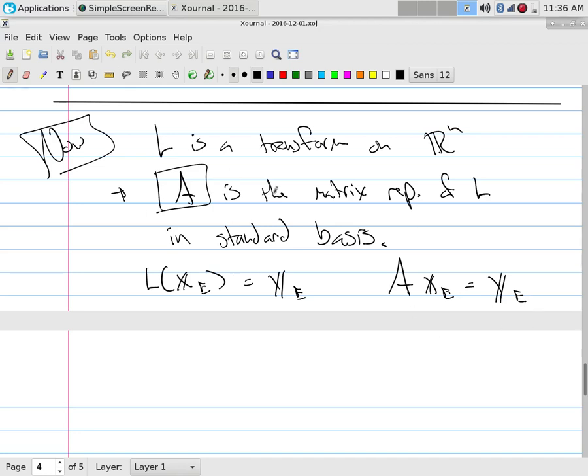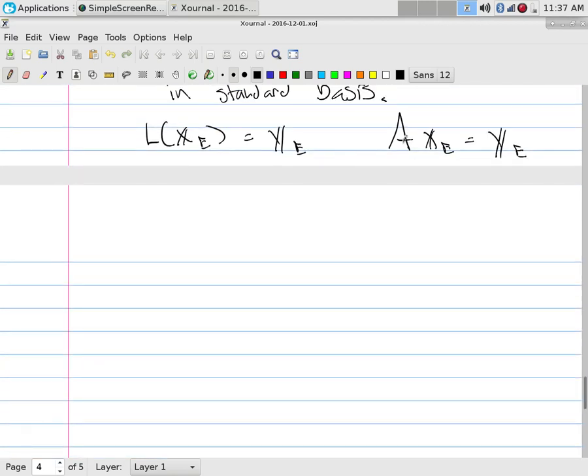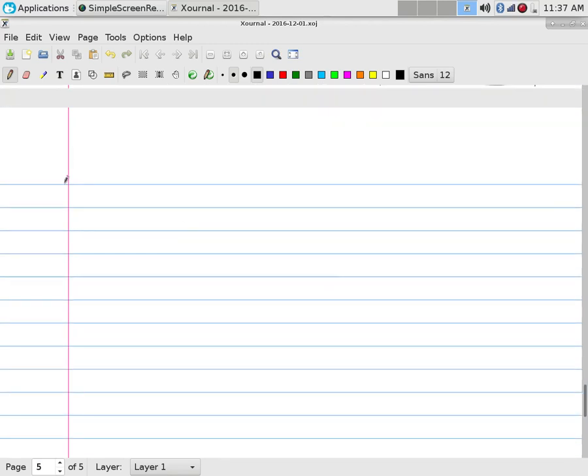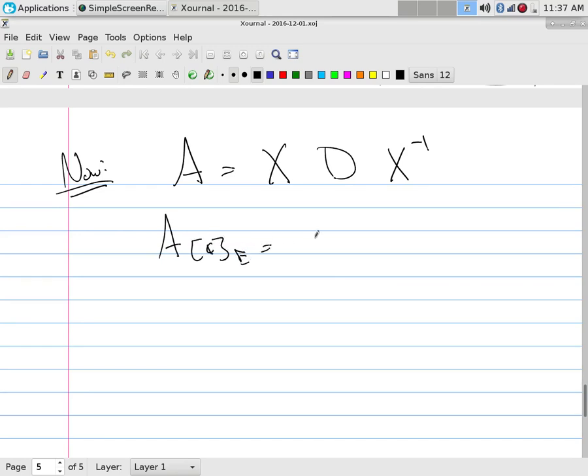So I have a matrix that represents a transform. Transforms multiply things whose coordinates are in standard and spit out something rotated, right? But its coordinates are still in standard. A is equal to X D X inverse. That means A times the coordinates of an object in standard is going to be X D X inverse times the coordinates in standard. That's what this transform is doing.